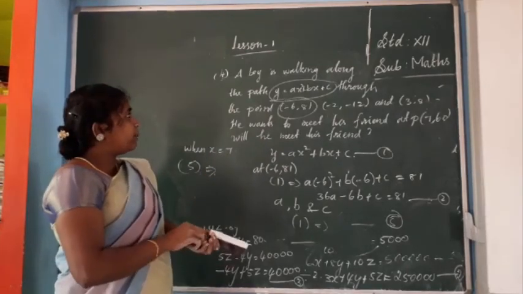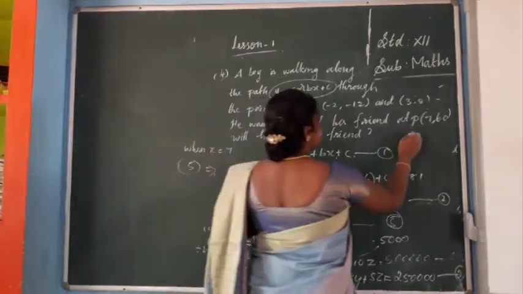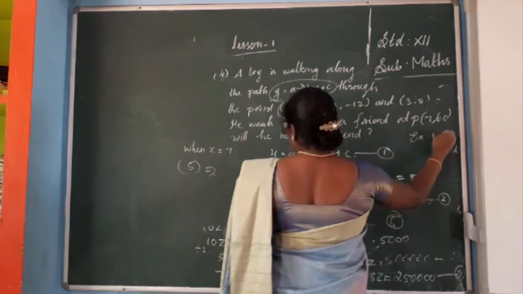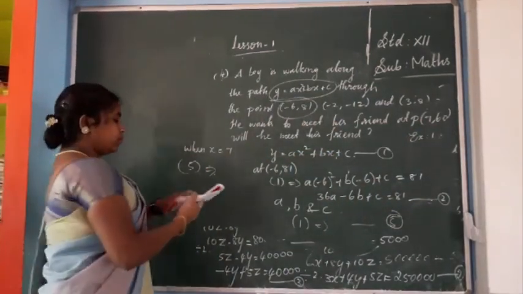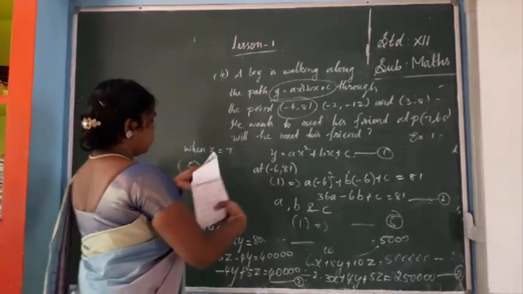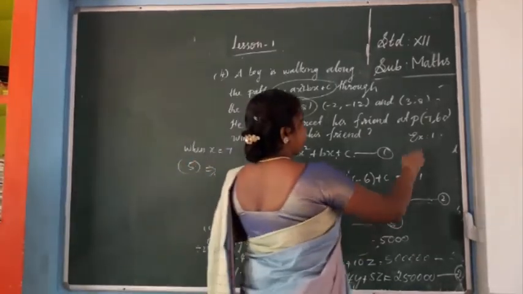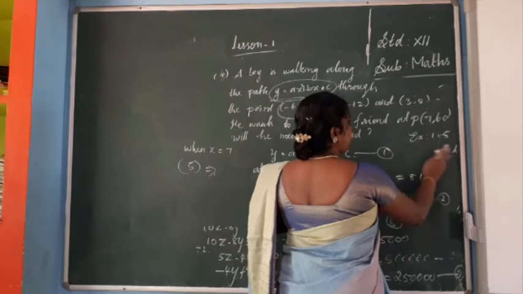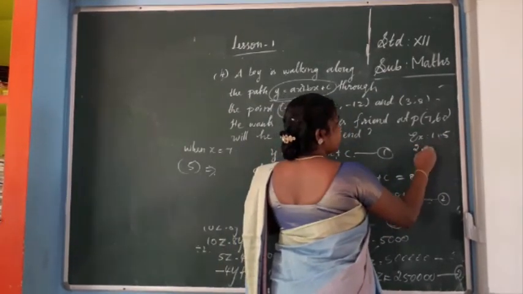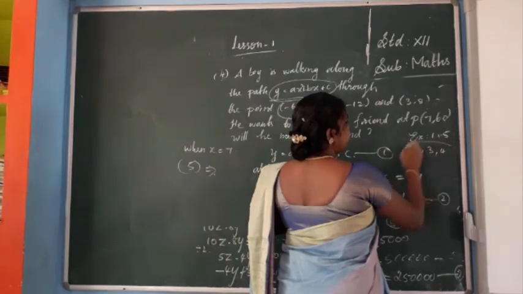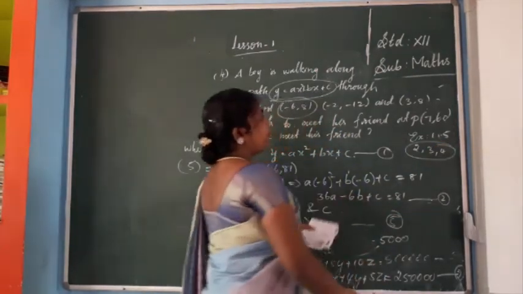So the last 3 problems you try out, in exercise 1.5. As I explained the concept, problems 2, 3, 4, all the 3 problems you try and find the answer.